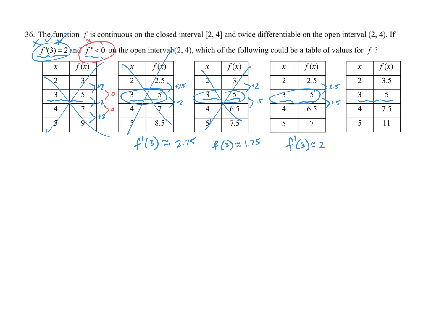Let's check out the second one. Let's look at the second differences. So the second differences went from 2.5 to 1.5, so it went down by 1, and then from 1.5 to 0.5, so it went down by 1 again. Oh, so our second differences are negative, so our second derivative is less than 0. So this table meets all the requirements. It is the winner, winner, chicken dinner.